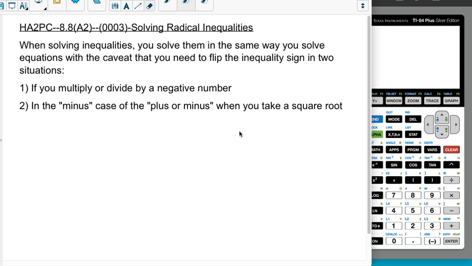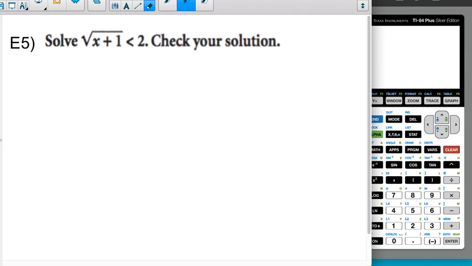When we're solving inequalities, we solve them the same way that we solve equations with two caveats. We need to flip the inequality sign in two situations. Caveat number one, if we multiply or divide by a negative number, and number two, in the minus case of a plus or minus when we take a square root, which won't happen a bunch here because these problems already have square roots. So let's go ahead and work on solving this.